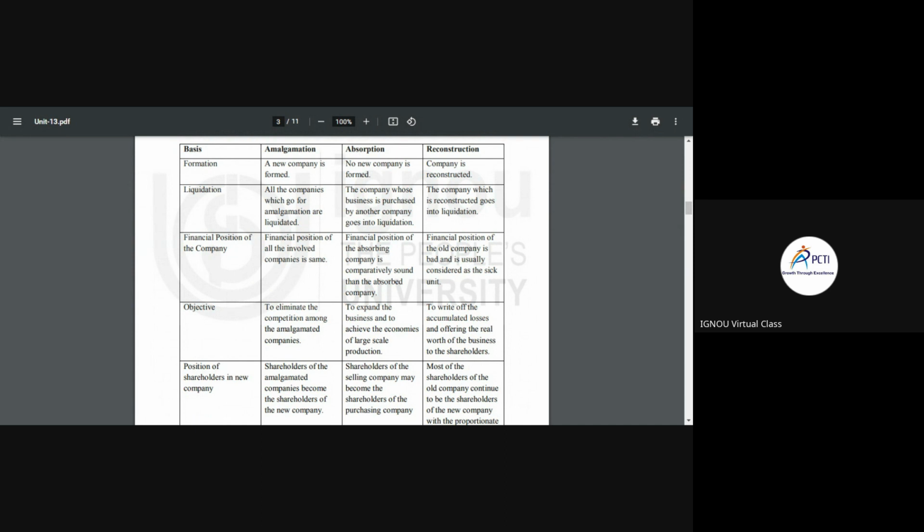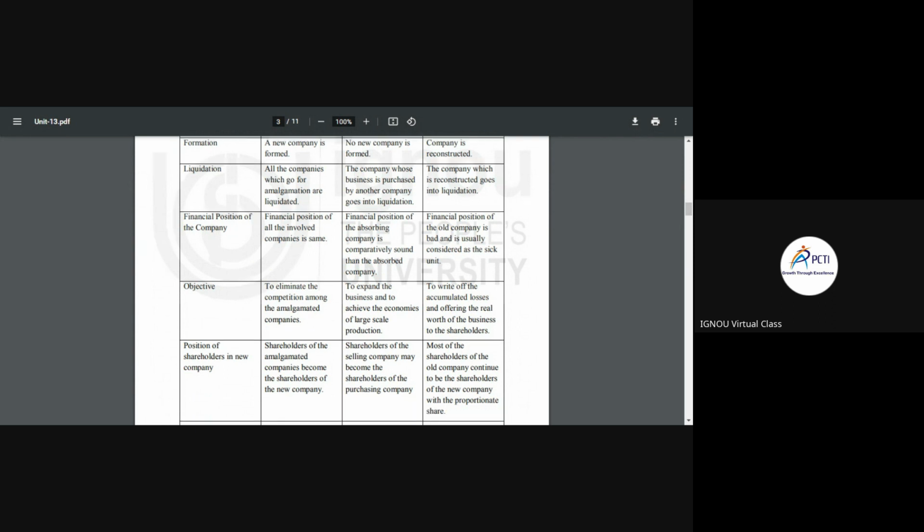Next, the objective of absorption is to expand the business and to achieve the economies of large scale production. And the objective of reconstruction is to write off the accumulated losses and offer the real worth of the business to the shareholders.